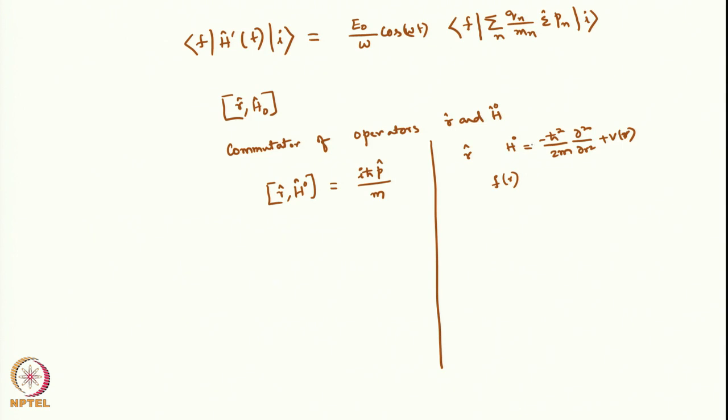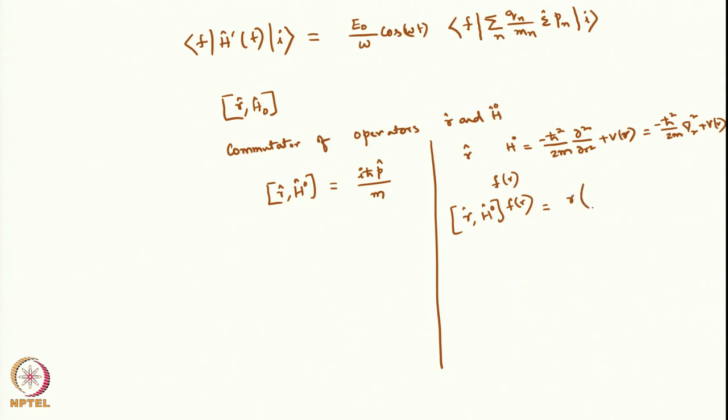By the way, this is also called minus h bar square by 2m del r square plus V of r. So now what you have to evaluate? You have to evaluate the commutator [r, H naught] with respect to f of r function.